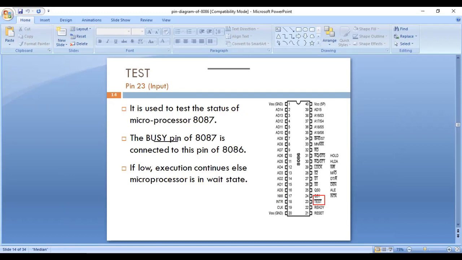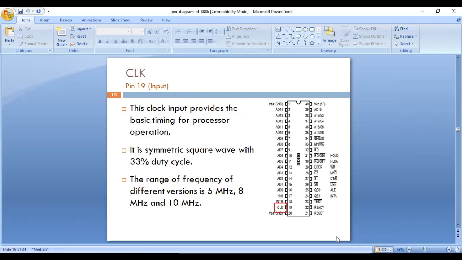Next is TEST. It is used to test the status of the microprocessor. It is pin number 23, and it is an input pin. Next, the clock, which is pin number 19. It provides the basic timing for the processor operations. It is a clock with 33% duty cycle. The frequencies for the versions are 5 megahertz, 8 megahertz, and 10 megahertz.